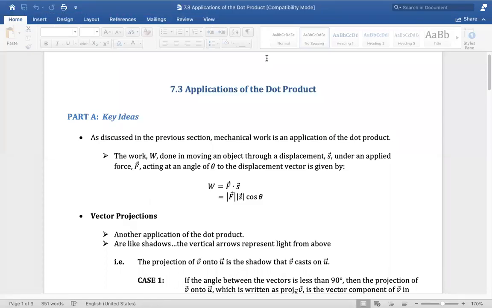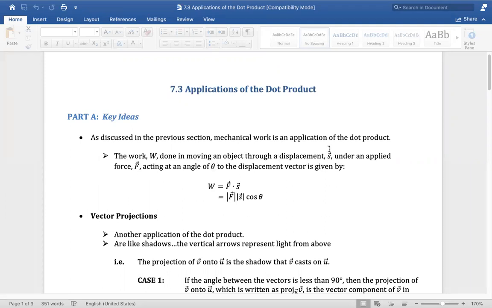So now that we've looked at 7.2, the dot product, we're going to look at applications of the dot product. So key ideas: just like we discussed in 7.2, we discussed mechanical work already. Mechanical work is an application of the dot product. So work, which now we're just going to call W instead of writing out the full mechanical work, is completed when you're moving an object through a displacement.